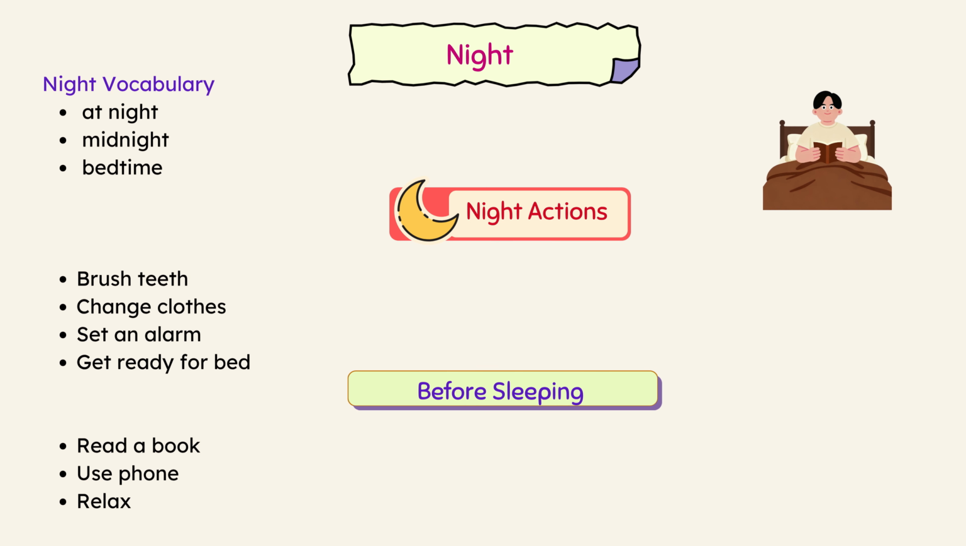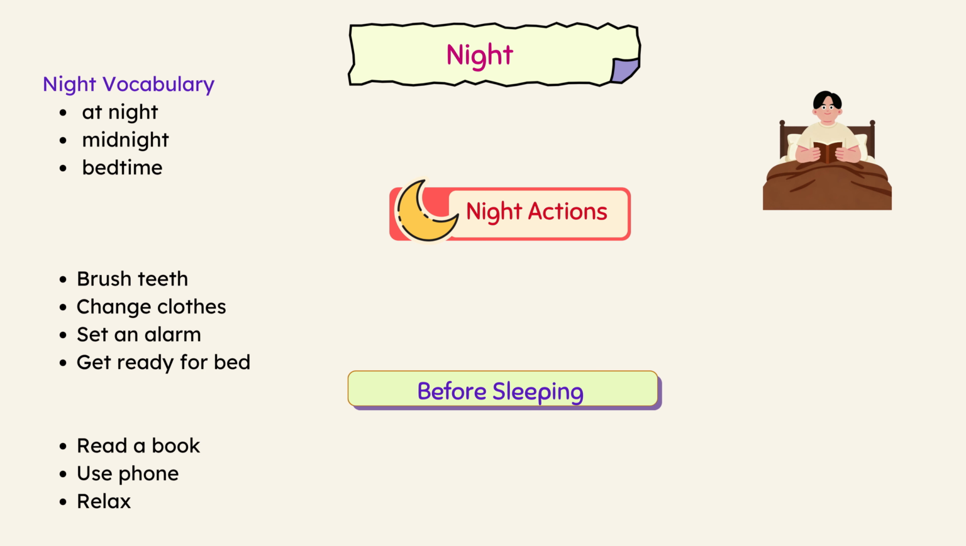Now, let's talk about the night routine. First, some useful night vocabulary. We use phrases like at night, midnight, and bedtime to talk about this part of the day. Next, night actions. Before sleeping, we usually do activities like brushing our teeth, changing clothes, setting an alarm, and getting ready for bed. After that, we may read a book, use our phone, or relax for some time.